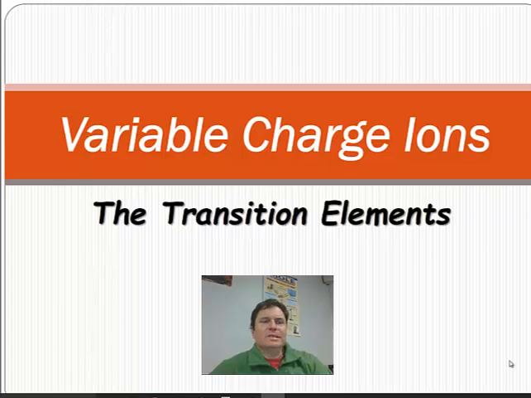Today we are going to continue talking about ionic bonding. And we're going to go into our third group, and this is what we call the variable charge ions, which we find in our transition elements. So let's go ahead and take a look at those.